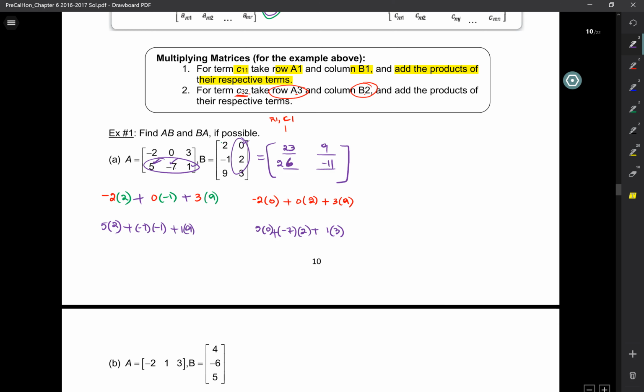All right, so that's how we do that one. And that is your answer right here. This is the answer. Okay? All right, now, it says to find AB and BA if possible.